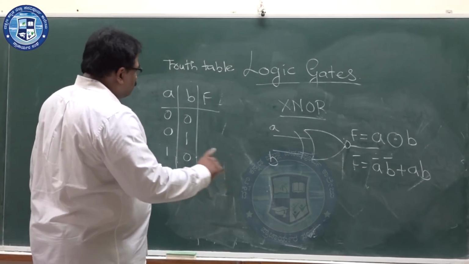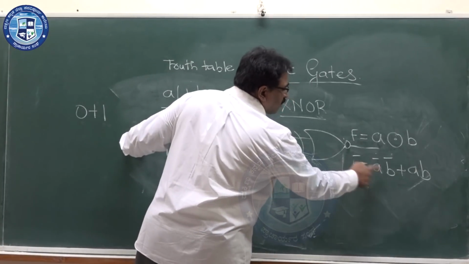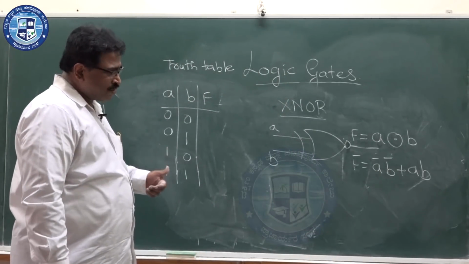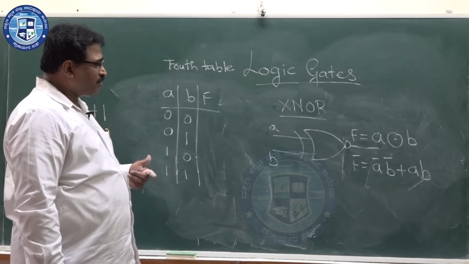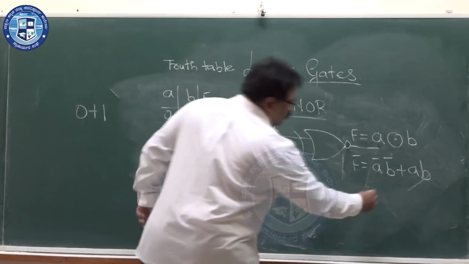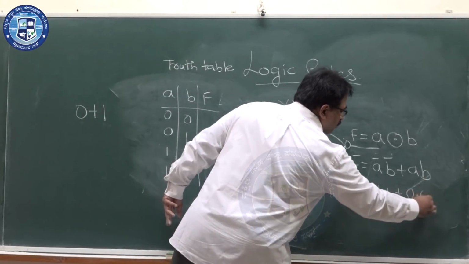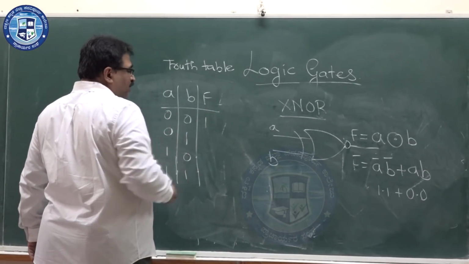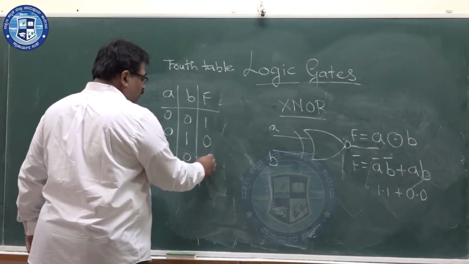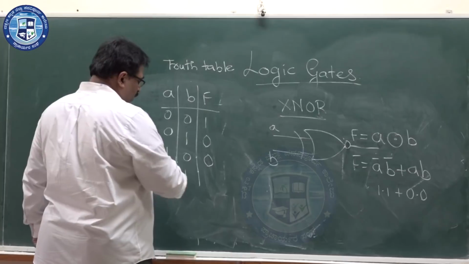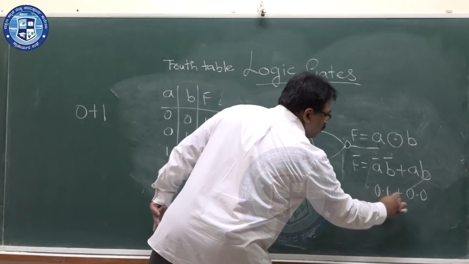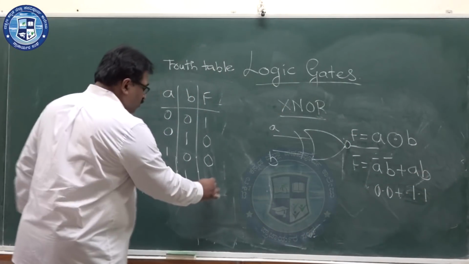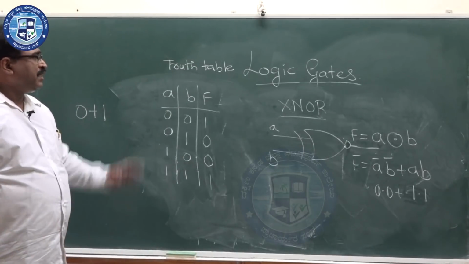So the two inputs, 0 and 0. So it will be 0 bar, 0 bar. So what is 0 bar? 1. What is B bar? 1. What is 1.1? 1.1 plus 0.0. So the output will be 1. 0 and 1, it will be 0. The next one is 1 and 1. So this will be 0, 0, and this will be 1.1. So you get the output as 1. This is the truth table for XNOR gate.